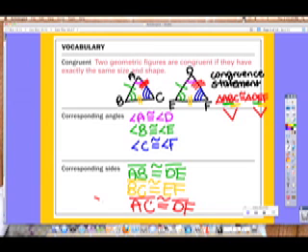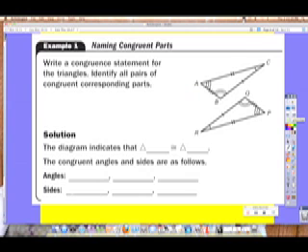So let's start applying these concepts. So now we're going to apply it. We're going to use it. So this very first one, it says write a congruent statement for the triangles. Let's just start with this triangle. I'm going to call this one triangle ABC, but then we have to be careful to make sure we put it in order.